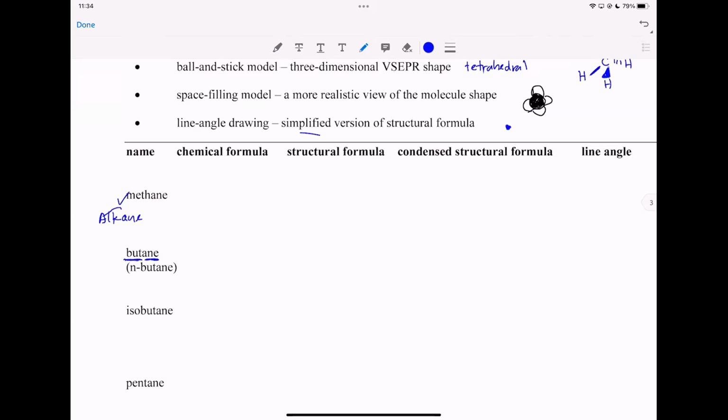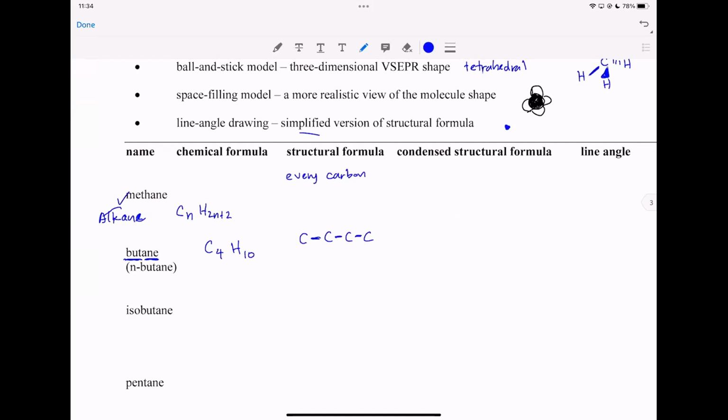And so the but prefix means that there are 4 carbons. So the chemical formula starts with a C4. And for the alkanes, we're looking at the chemical formula CnH2n+2. So that would be 4 times 2 plus 2, or 10 hydrogens. Now, the structure is going to give us 4 carbons, 1, 2, 3, 4 carbons all in a straight line with all single bonds. So make sure it's single. And then every carbon has to have 4 bonds. So every carbon should have 4 bonds or 4 lines coming out of it.